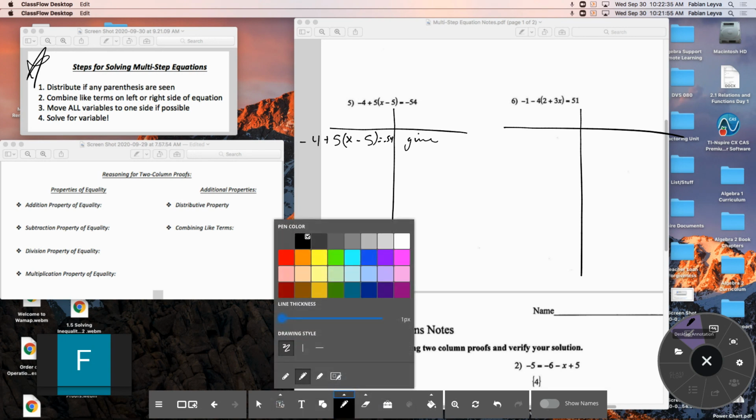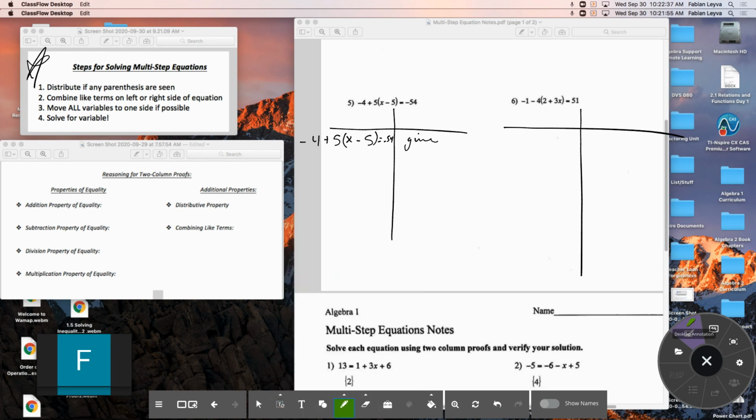Number 1 is asking us to distribute if any parentheses are seen. I can clearly see that there are some parentheses here. So I'm going to distribute that 5 within those parentheses. Now, this negative 4 is just watching, so I'm just going to write that down. 5 times x is a positive 5x. 5 times a negative 5 is a negative 25, and that's still all equal to a negative 54. What I used there was the distributive property. Now, I can go on to my next step because I don't have any more parentheses.